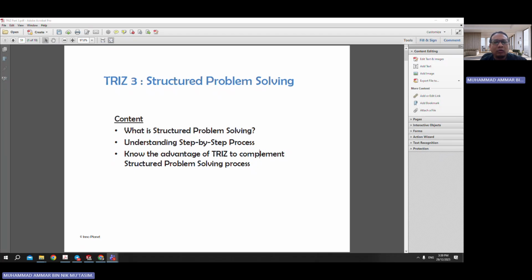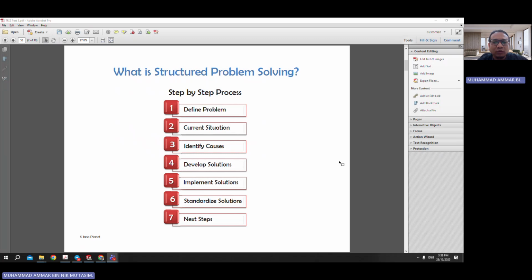So, as you all may know, structured problem solving is basically one way to look at the root of the problem. For example, if you have heard of the Ishikawa diagram or the fishbone diagram, this is similar to that, which is also similar to TRIZ structured problem solving. Let's look at it step by step, at what the structured problem solving process is.